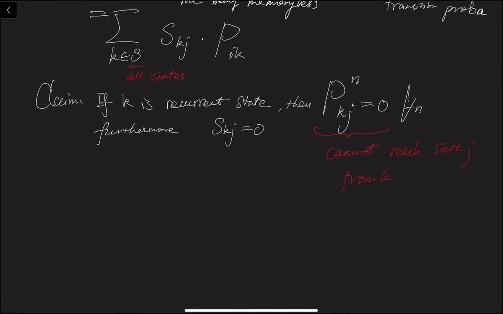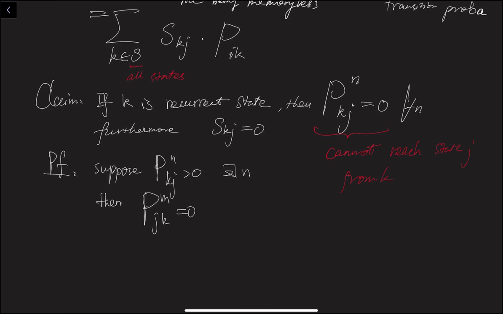And this is actually pretty obvious. It's because being transient and being recurrent is a class property. So let's give a short proof. Let's just assume this is greater than 0 for some n, all right? And then what happens is P_JK is 0 for any m. This is pretty obvious.